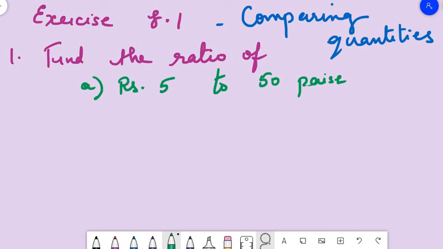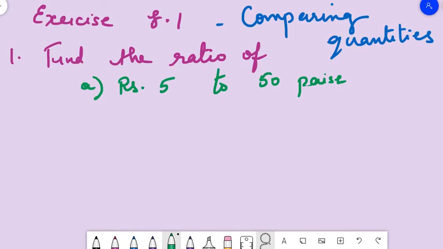The first sum in exercise 8.1 of the comparing quantities chapter. Find the ratio of rupees 5 to 50 paise. So we are asked to compare, or find the ratio, between rupees 5 and 50 paise.